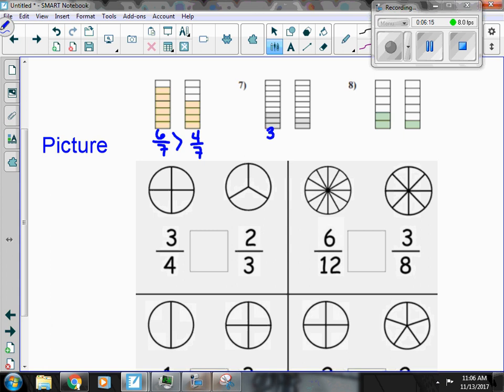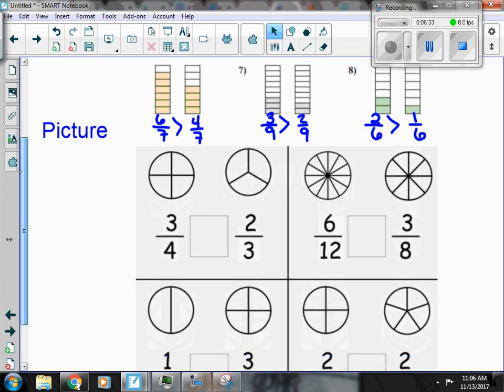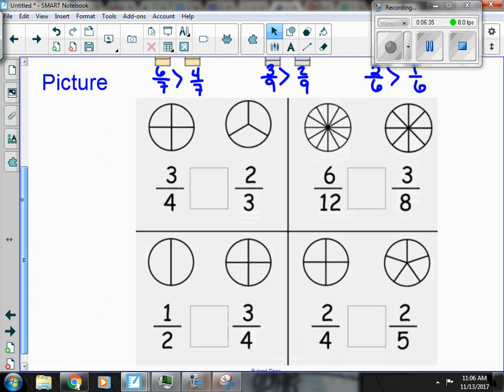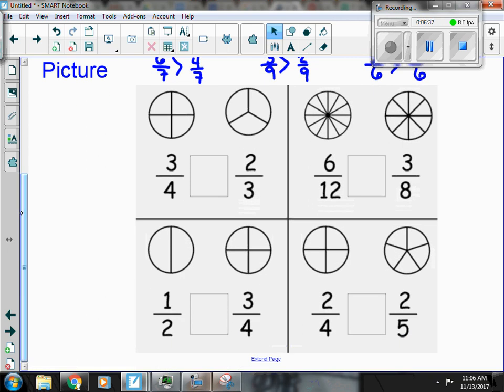This one is 3/9 shaded, and this one is 2/9 shaded, but this one I can see is a little bit bigger. It's not too much, but 3/9 is bigger. And here we have 2/6 and 1/6, and again 2/6 shows more that's shaded. Those all have the same denominator, so it's really easy to see, but they won't always have the same denominator.